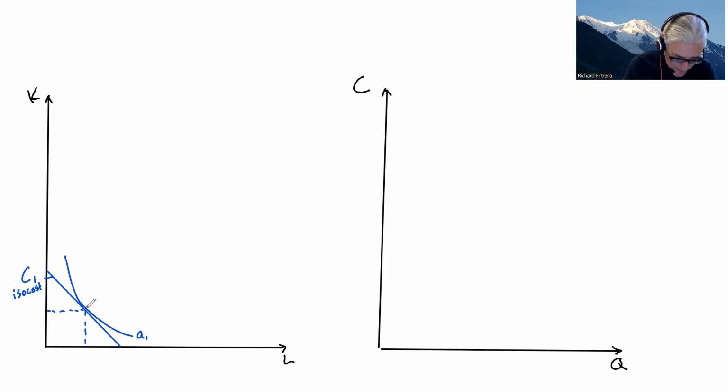And here we have one combination. Q1 is associated with the cost of C1. So Q1, C1, we have one point here on what we could call a cost function.